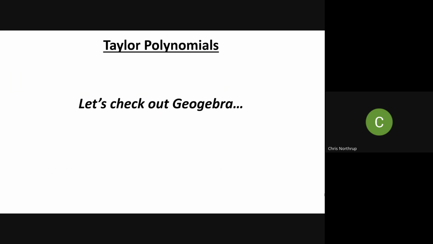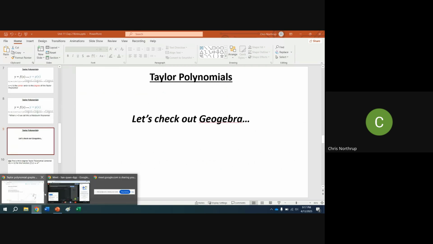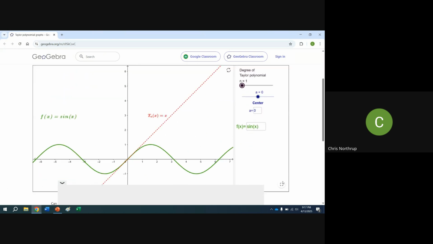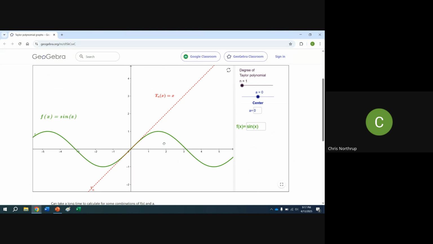So let's take a look at a GeoGebra animation here that works very nicely by Doug Kuhlman. I believe I used his on some other videos. So here I have the function. Okay, I guess I'll just have to zoom in. So I have this function f of x equals sine of x, and it's centered at 0. So I'm actually looking at Maclaurin polynomials.